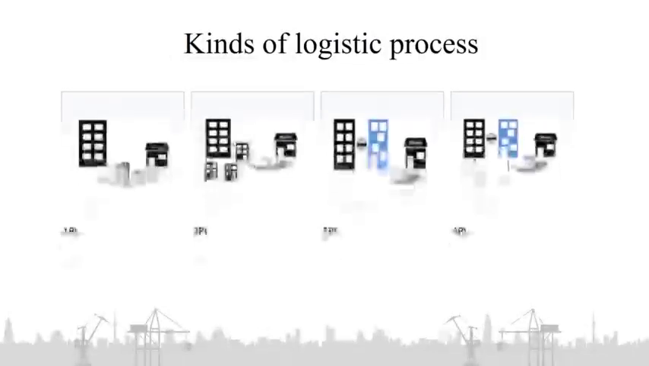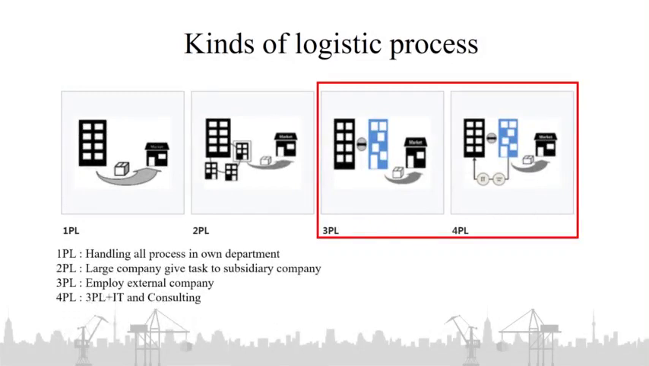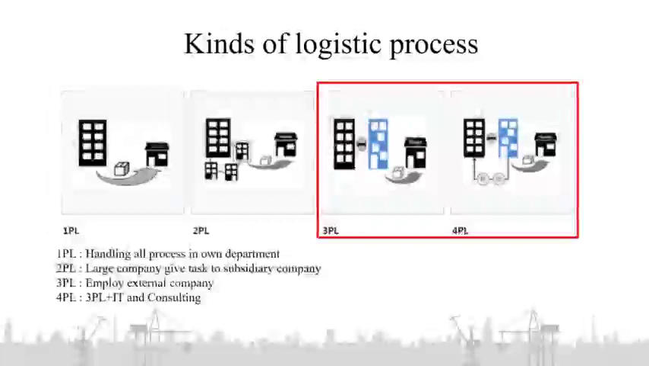There are four kinds of logistic process. These days, 3PL and 4PL are usually used in international trade. To explain, 1PL is handling all processes in one department. It has to bear a lot of tasks and responsibility. These days, only a few companies are doing it since it is inappropriate for international trade.